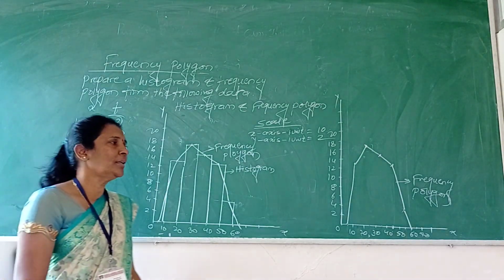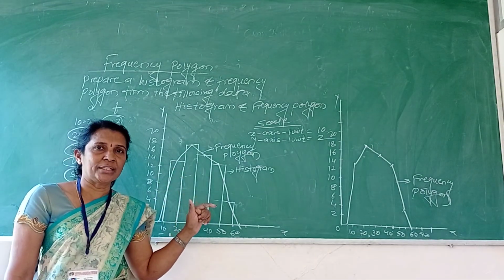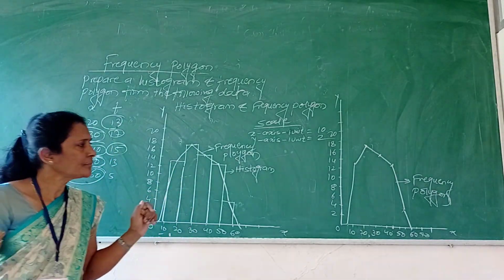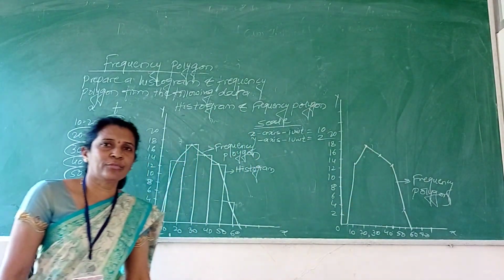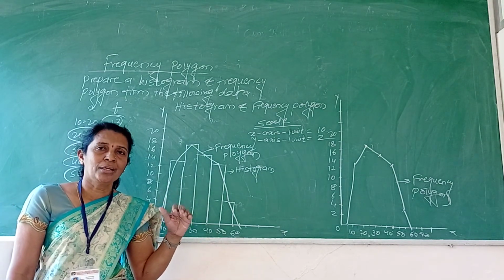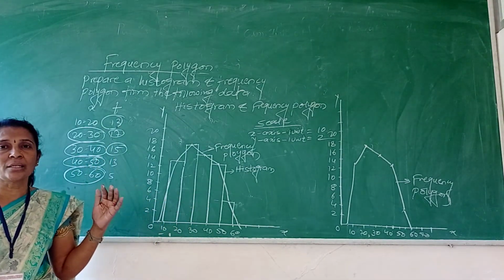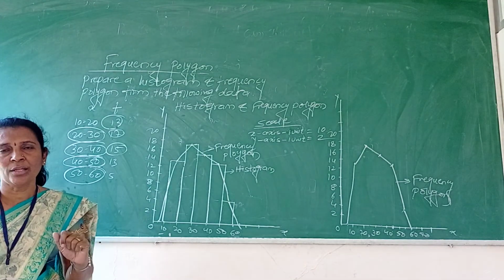So here the only thing we do is take the midpoints and join all the dots with the help of a scale. You just go through different statistical authors' books and it is very easy to find out.